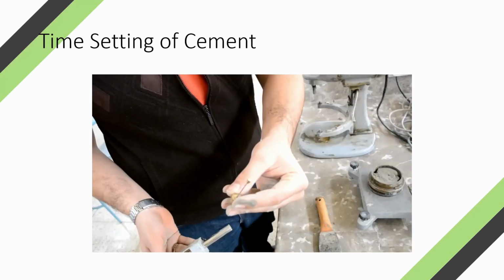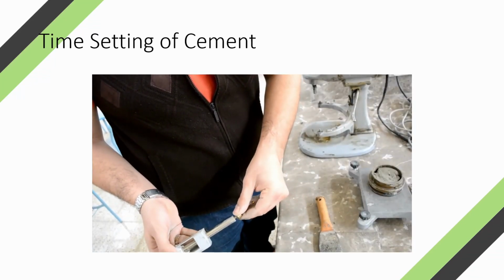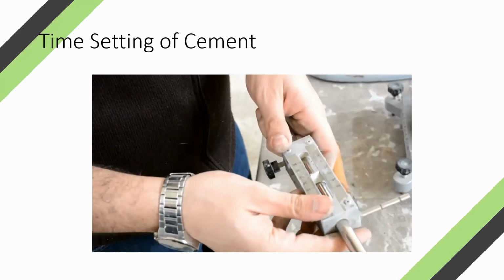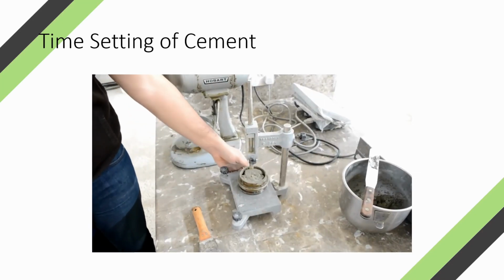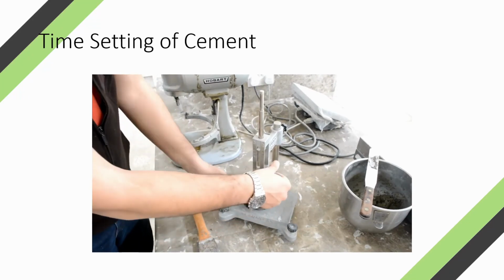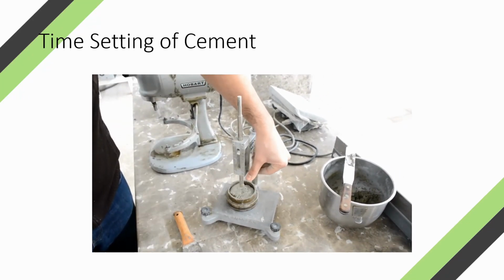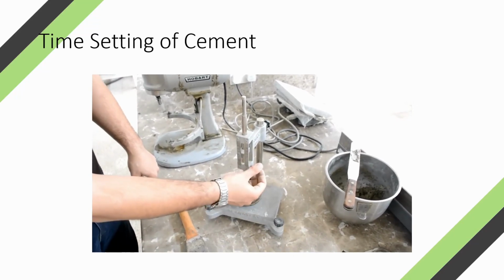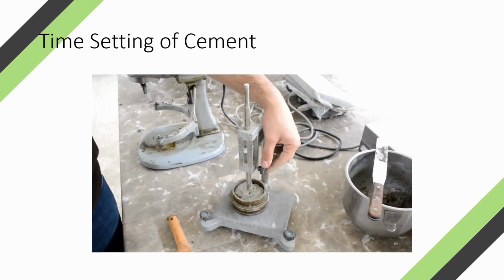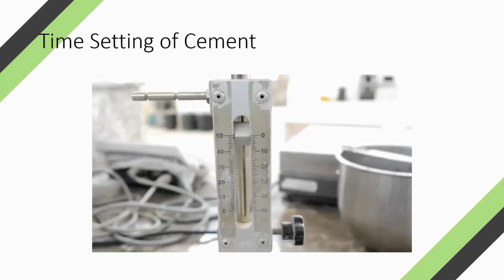of setting. Then, place the thick needle on the Vicat apparatus. Set the indicator on 0. Adjust the needle until it becomes in contact with the base surface. Release the needle. The needle will penetrate the paste. Repeat this operation every 15 minutes until the needle fails to penetrate the paste.